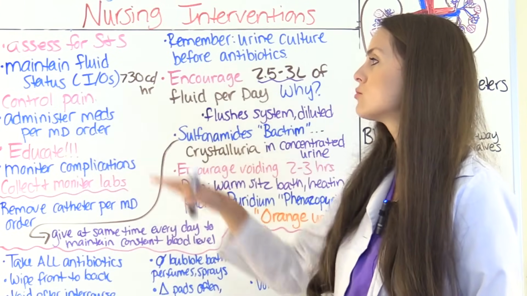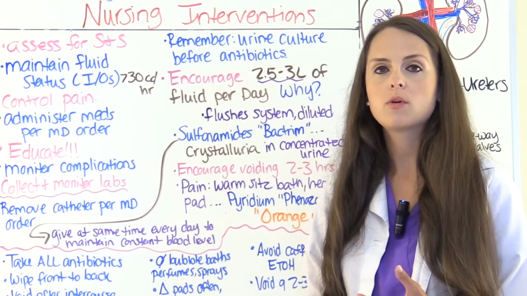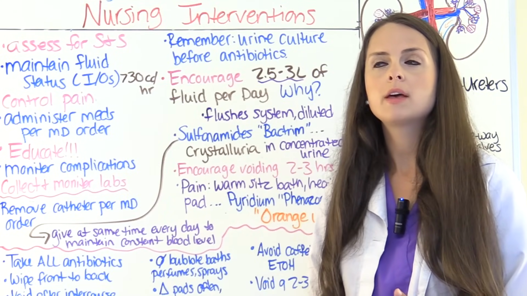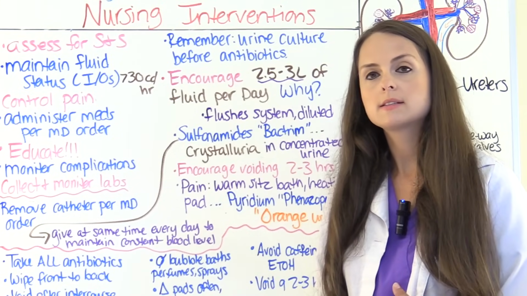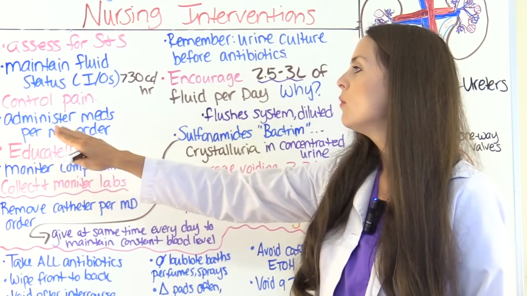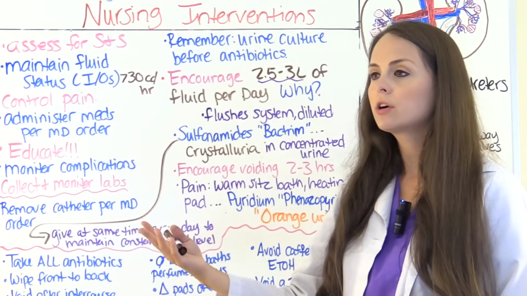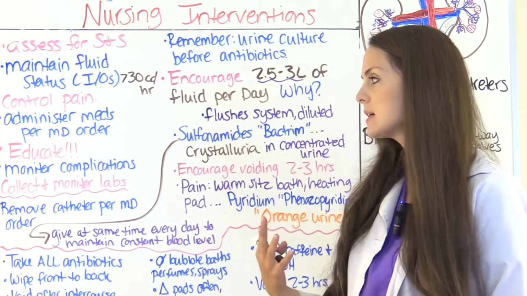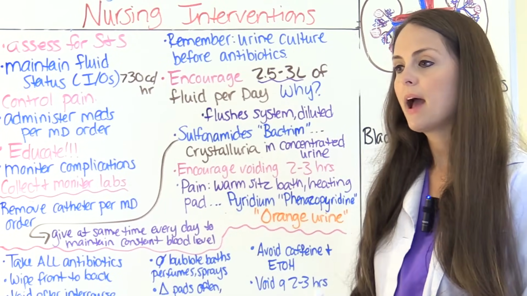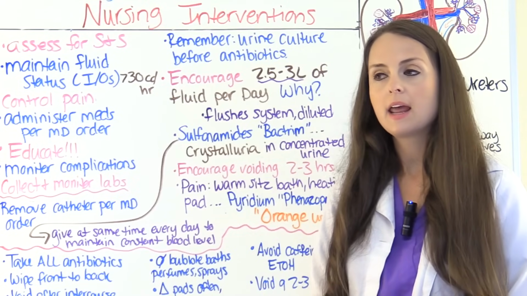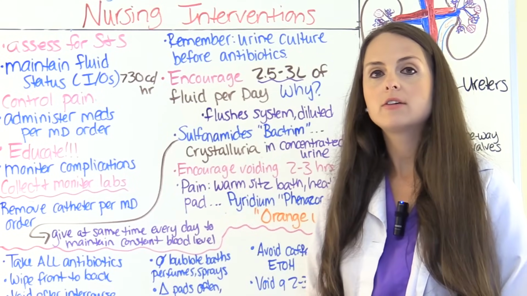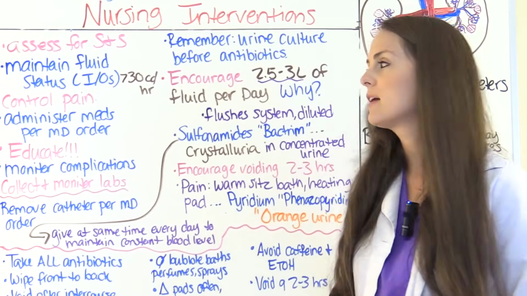Also, we're going to help them control their pain, because with a UTI, patients will have excruciating pain, especially those spasms and cramping pain. So we'll help them with not only pharmacological medicines, but non-pharmacological techniques as well, which we'll go over in a second. We'll administer medications per physician's order, like the pain relievers, but also the antibiotics. We're going to really be educating our patients on how to prevent this from happening again, how to take those antibiotics, and how to monitor yourself for urinary tract infection.